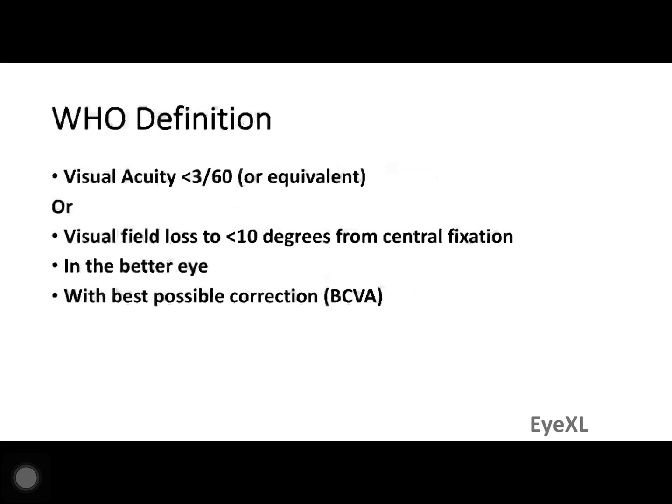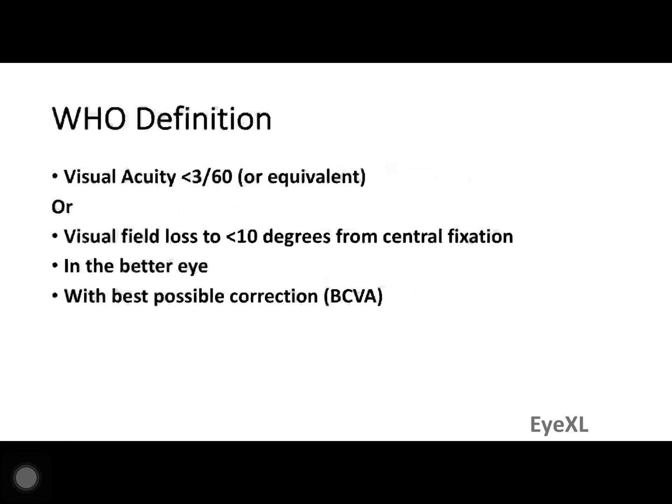So why the statement "or equivalent"? Because certain countries do not use meters. This 3 by 60 is in the meter form. Certain countries use a feet or a foot measure. So in that case, the definition remains the same, but the numbers will change depending on the units that we use. Or the other thing that can define blindness is a visual field loss to less than 10 degrees from central fixation. So what do I mean?